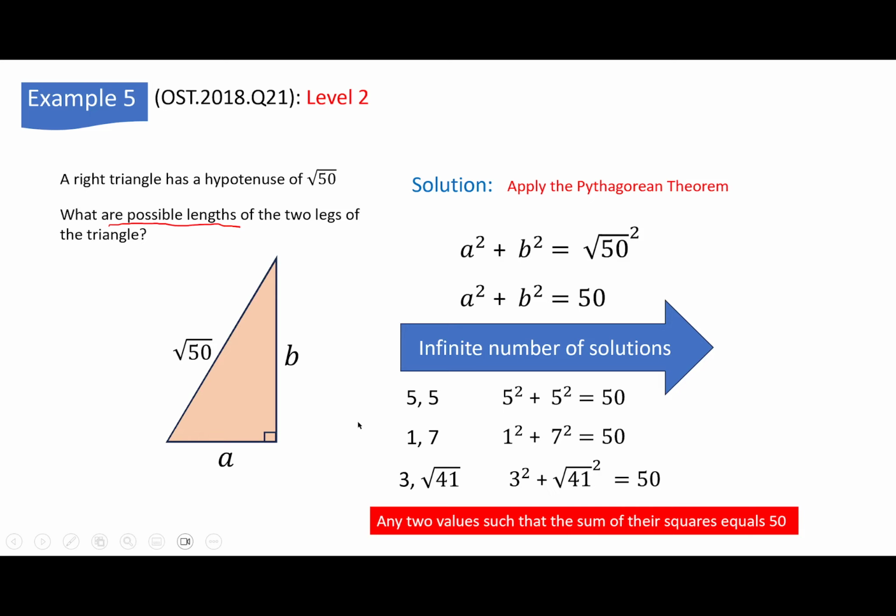In the test, it's enough to give one if they don't ask you for more. If they only ask you for one, you just give them this one here. If they ask you to have 2 possible answers, then you can maybe give them these 2 here. Okay?